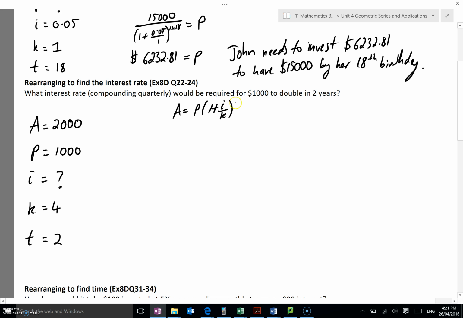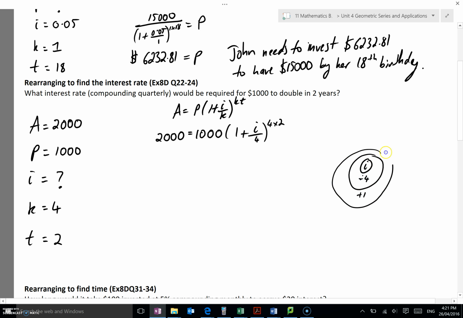You shouldn't have to worry about a formula sheet, because if you practice this formula enough times, you'll memorize it. Substitute in all the values that I know: 2,000 equals 1,000 times (1 plus I on 4) to the power 4 times 2. You need to get I by itself. If I look at I, what's happening to I? It's being divided by 4, then having 1 added to it, then being raised to the power of 8, and then having 1,000 multiplied to it.